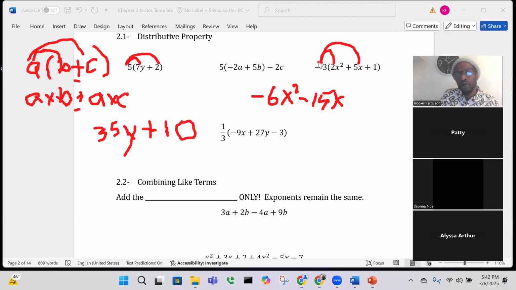And one more time, negative times a positive is a negative. 3 times 1 is 3. That will be the solution. That's distributive property. I have one question similar to that, maybe two.